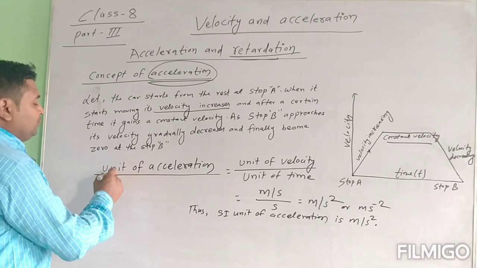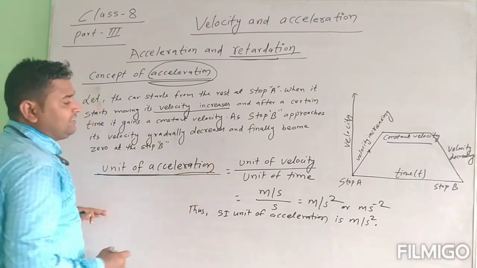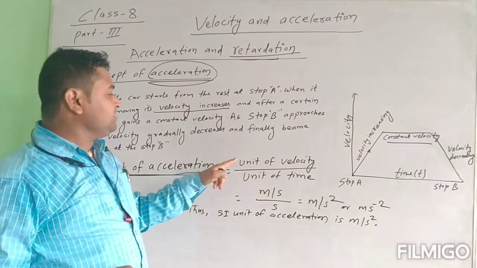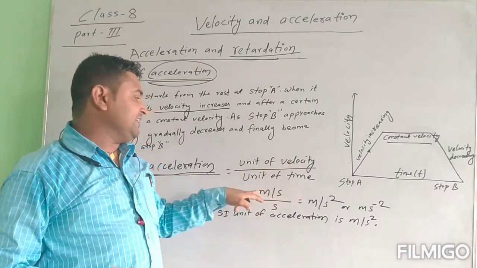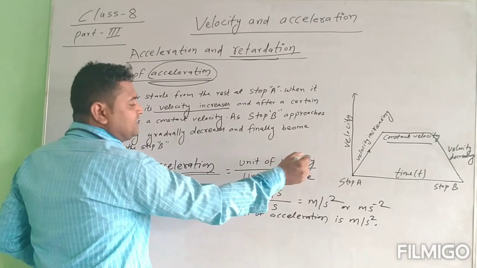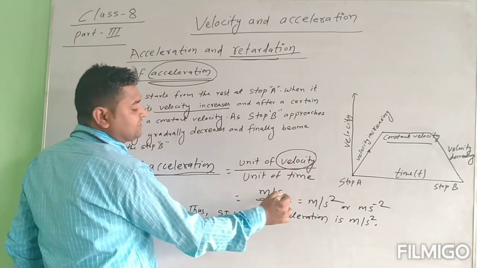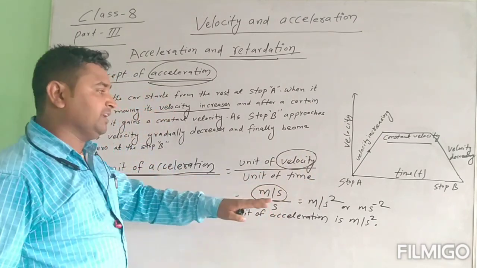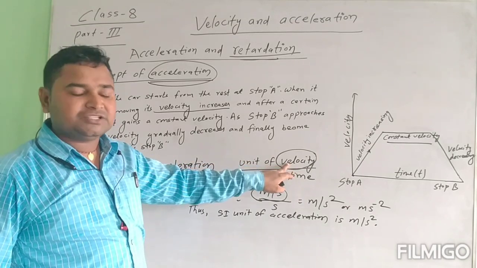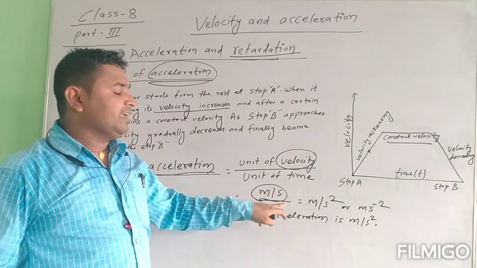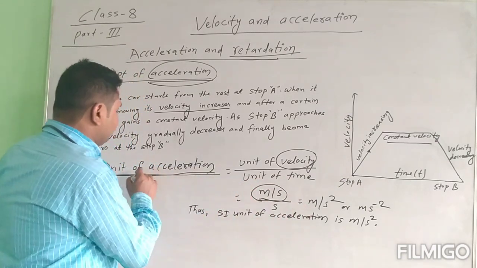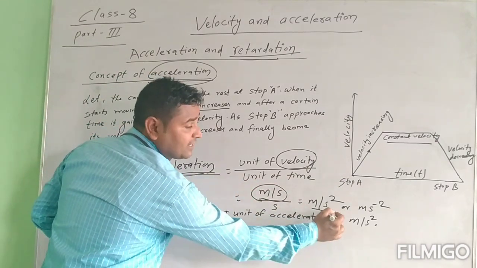Okay. Now, the unit of acceleration. What is the unit of acceleration? It is the unit of velocity divided by the unit of time. The unit of velocity is meter per second, and the unit of time is second. So the unit of acceleration is meter per second square.